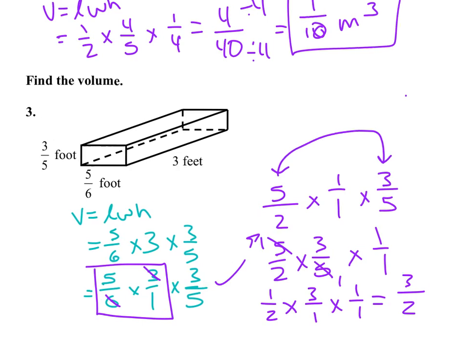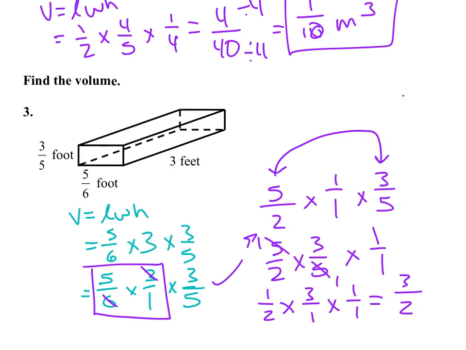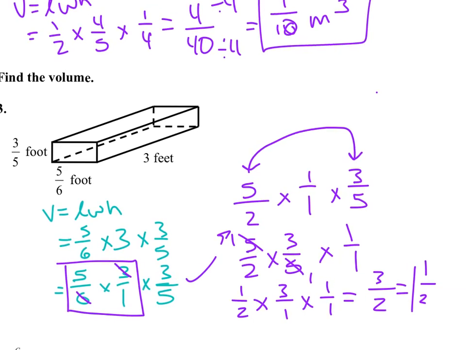Let me move this over just a touch so I have some room to write. How many times will 2 go into 3? 2 will go into 3 one whole time. What's my remainder? My remainder is 1, and then the denominator stays the same. So my final answer is 1 and 1/2 feet cubed. And that's it. Pretty straightforward, pretty simple.